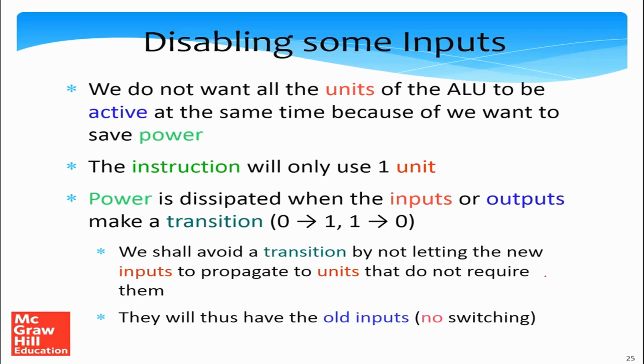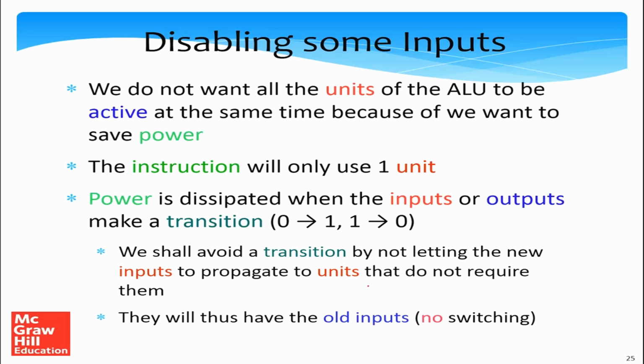So when is power dissipated? Power is dissipated when the inputs or outputs make a transition from 0 to 1 and 1 to 0. So why is this the case? Because only when there is a transition, there is a flow of current. And whenever there is a flow of current, there are resistive losses in the circuit, and essentially heat gets dissipated. So what we need to do is avoid a transition by not letting the new inputs propagate to units that do not require them.